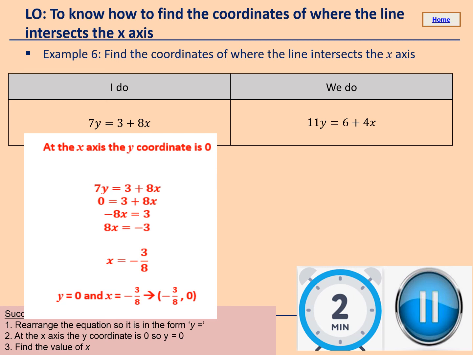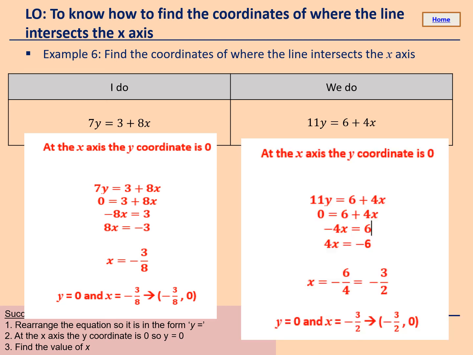Pause the video and have a go at 11y equals 6 plus 4x. Hopefully you remembered that we don't like a negative coefficient in front of the x, so we have to divide both sides by minus 1. So 4x equals minus 6, x equals minus 6 over 4. Again, we have to simplify to get minus 3 over 2. y equals 0 and x equals minus 3 over 2. So the coordinate for x, y is minus 3 over 2, comma 0. Pause the video if you need to get that one down.